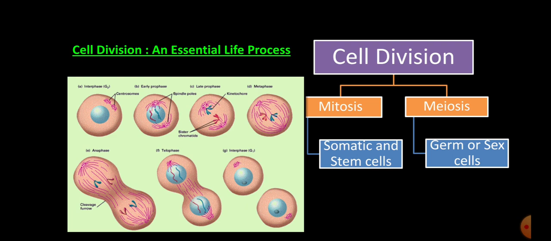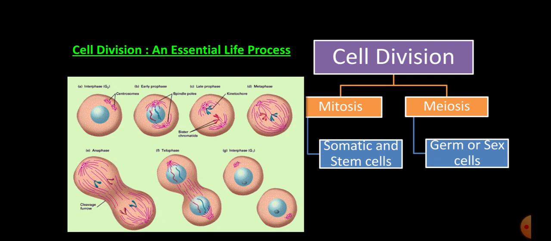Now there are two types of cell division, mitosis and meiosis. Again, this is not a new topic. We had studied this in our lower classes. On the left-hand side of the slide, you can see the different phases, different steps in the process of cell division. And as you can see in the picture, one cell divides into two, right?